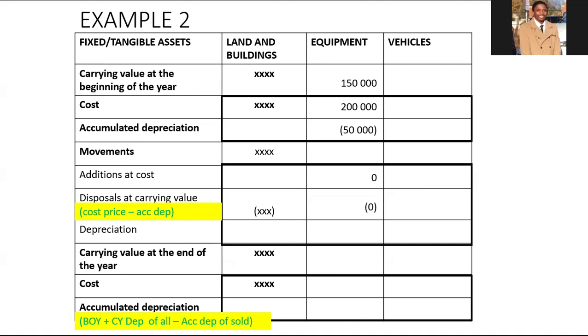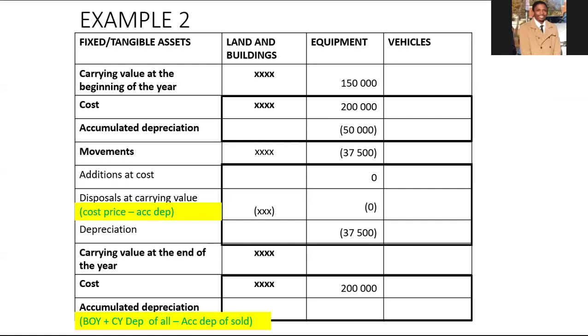For current year, depreciation on equipment was 37,500, put it in brackets. That is the only movement we've got. That's why for net movement, we will have only that 37,500 in brackets. Cost will remain the same because cost at the end is cost at the beginning plus cost of additions, which is 0, minus cost of disposals, which is 0, because we didn't buy any equipment and we did not sell any equipment. So our cost at the end will still be 200,000.